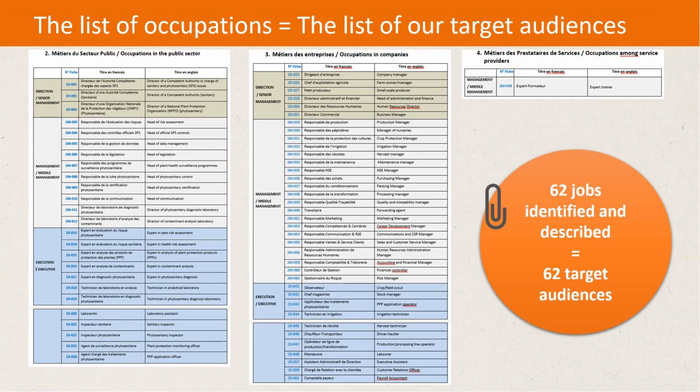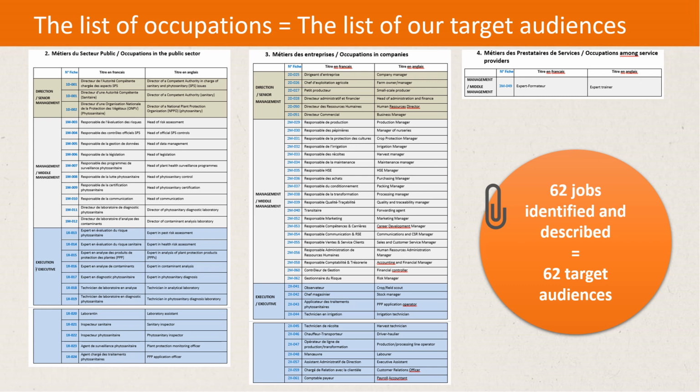In the end, we now have a list of 62 jobs identified and described in job descriptions. These are our 62 target audiences. Here you have an overview of all the jobs, which we have organized by sector: the public sector occupations, in-company occupations, and service provider occupations. This is an extract from a document that forms part of the quality system, in which we explain what the job description is and list all the jobs identified.